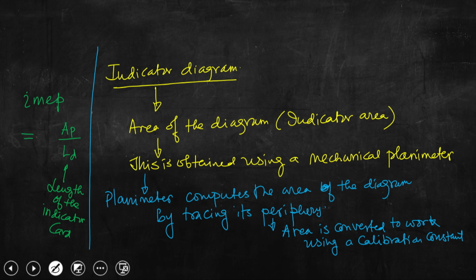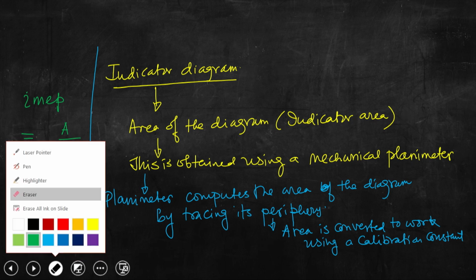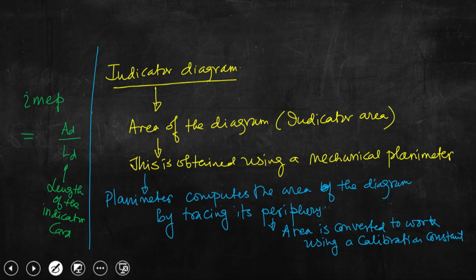So, I should write AD now, because we have used suffix P in the context of piston face area. So, we should now write AD. This AD is the indicator area, the area of the indicator diagram.